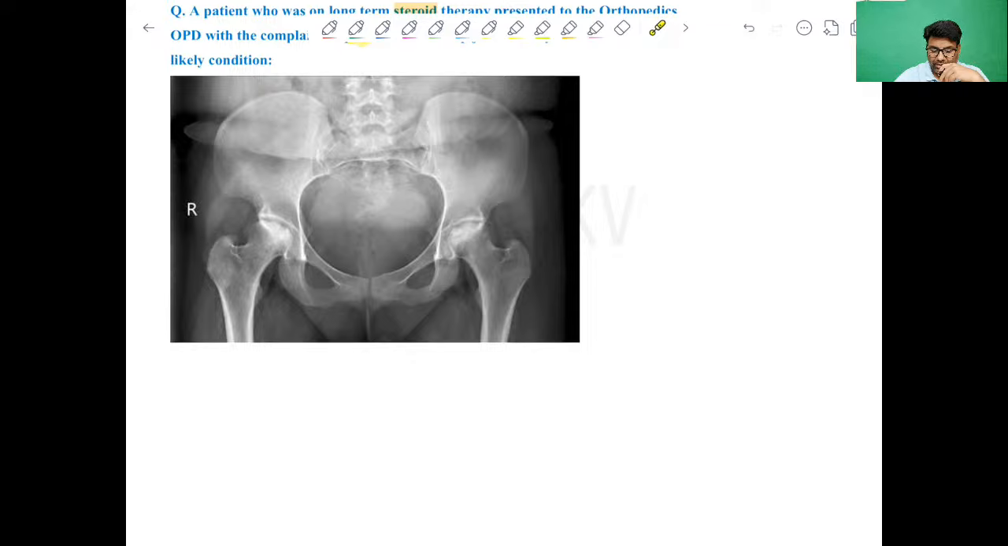Here, if you look at the X-ray, on either side we can see that the smooth rounded appearance of the femoral head is lost. So this is one important clue to the development of avascular necrosis. Secondly, you can see there are areas of more density, which is known as osteosclerosis. So the classical finding is that the rounded contour of the femoral head is lost, right? This is classically suggestive of avascular necrosis, right?